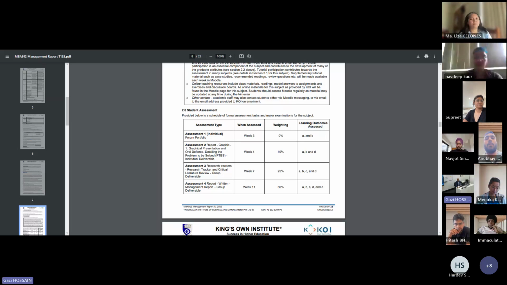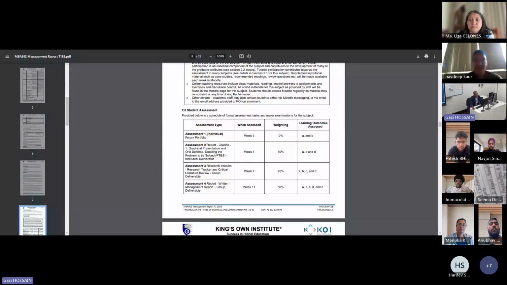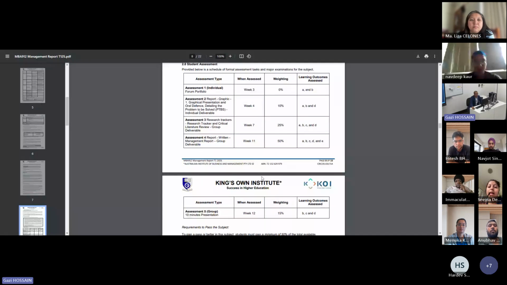Okay. So everyone, please look at the screen. This is our MBA 912. Welcome everyone to our MBA 912 subject. Here you can see the assessment structure in this subject. We have mainly five assessments. However, the first assessment is a formative assessment. Formative assessment means the assessment where there is no mark.